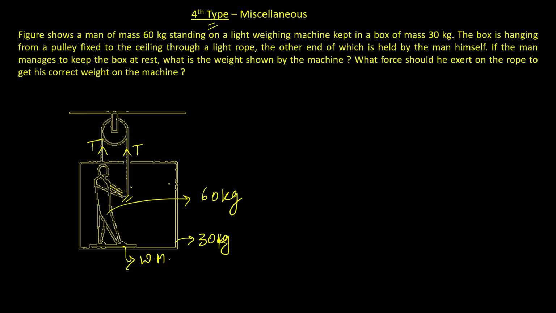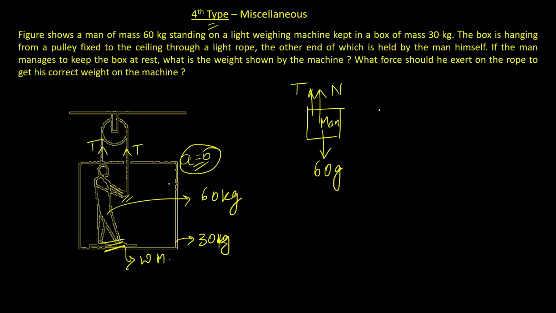Okay, if the man manages to keep the box at rest, this whole system is not moving at all. In the first case, acceleration is 0. For that, let me again assume the system. Like for this man, if I'm taking him as the system, then the forces will be its weight, mass 60 kg, then the normal reaction N over here, after that this tension T. Okay, so the equation will be, and the whole system is at rest, T plus N is equal to 60 G.